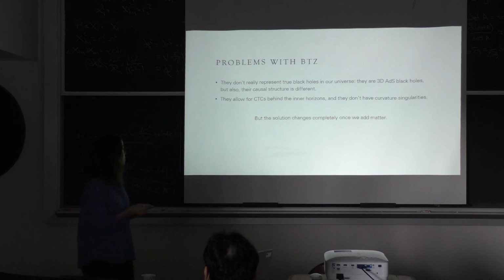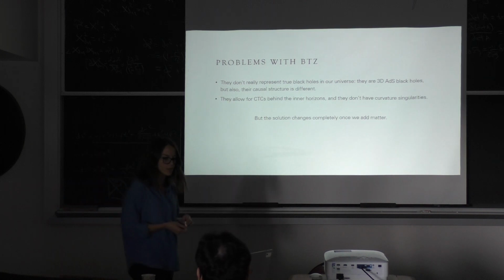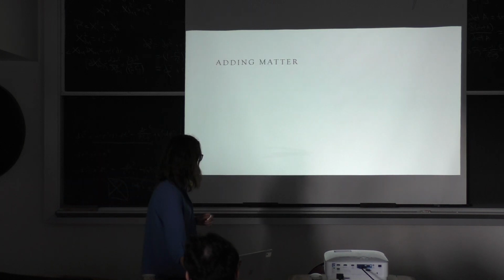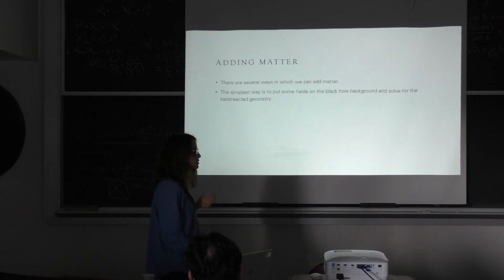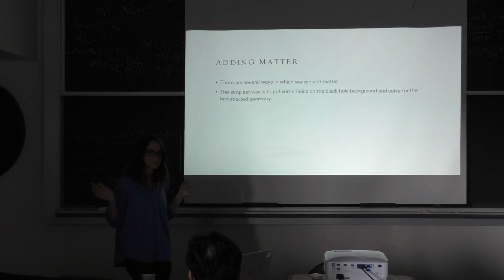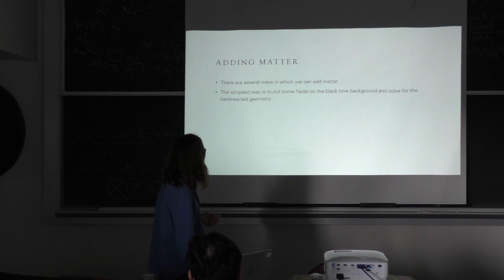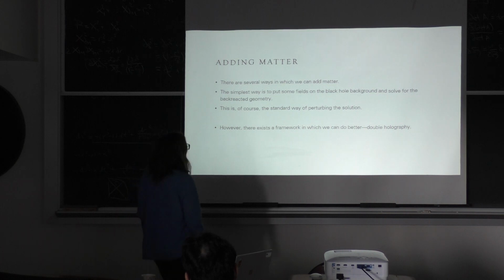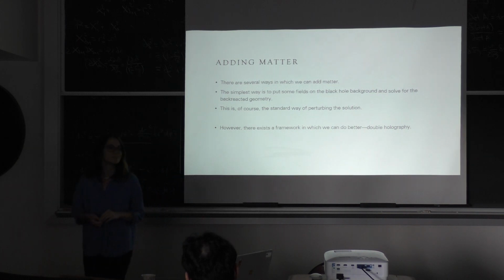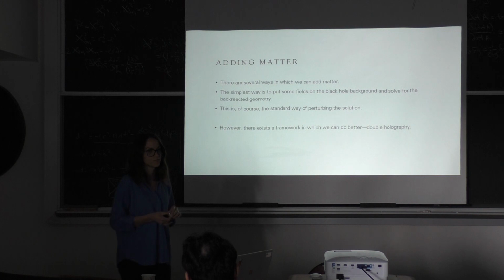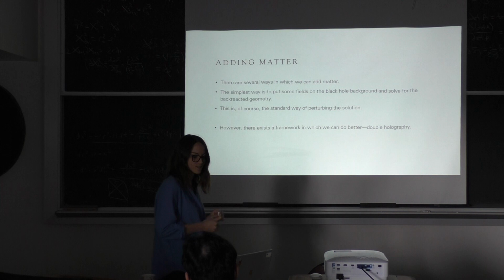Okay, so I gave you the story for the pure gravity solution, but let's see now what happens if we add matter. There are several ways in which we can add matter. The simplest way is, of course, to put some fields on top of a background, backreact, and see what the actual geometry is. But there's another way of adding matter, which is sort of easier if you know what you're doing, which is in the context of double holography. For those of you who were at lunch today listening to me, this is going to be very similar to that discussion, but I'm going to explain it now in a little more detail.